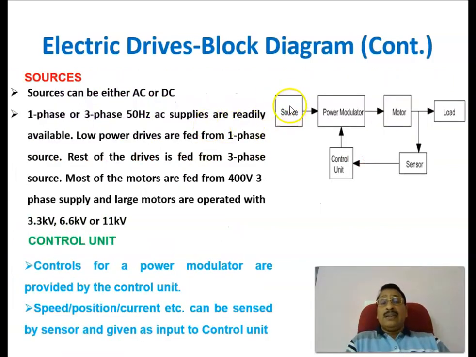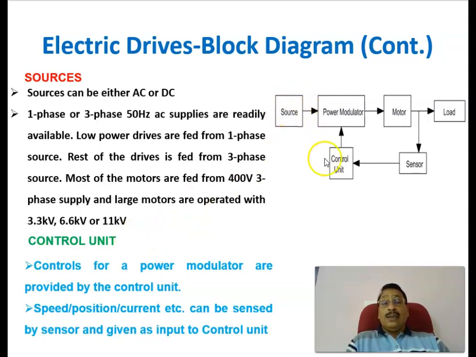Now, coming to the different types of source, as I already told, it can be either a DC source or an AC source. AC type can be either single phase or three-phase. AC supplies are readily available. Lower power drives are fed from a single phase source, and the rest of the drives can be fed from a three-phase source. Most of the motors are fed from a 400 volt three-phase supply, and large motors are operated from 3.3 kV, 6.6 kV, 11 kV, etc. Therefore, the source can be either an AC source or a DC source, and the AC source itself can be either single phase or three phase.